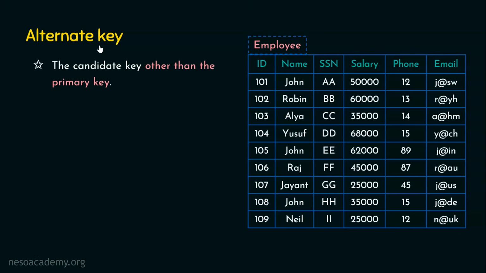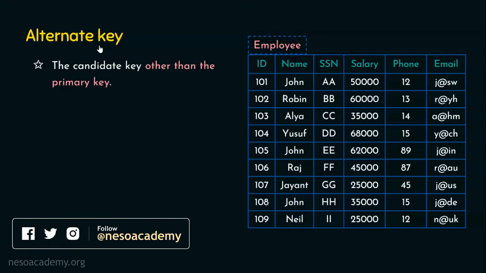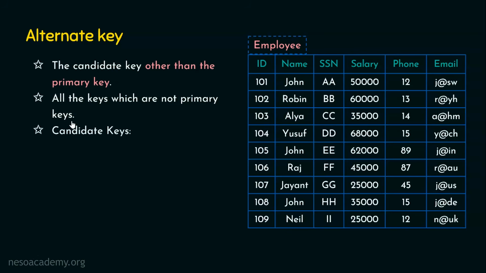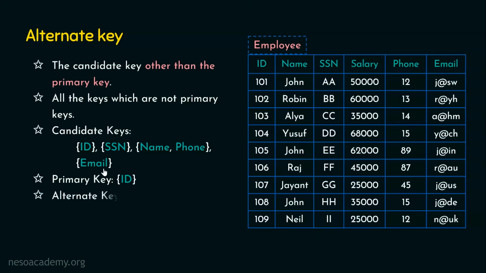We had the super key. From the super key, we derived the candidate keys. Let's say there are 4 candidate keys and one of them is chosen as the primary key. So there are 3 candidate keys left, and these candidate keys are referred to as the alternate keys. So alternate keys are the keys which are not primary keys. In the example that we are dealing with, we have already chosen the candidate keys as ID, SSN, name and phone number, and email. There are 4 keys. And which key is chosen as the primary key? ID is chosen as the primary key. Now what are the remaining keys? SSN, name and phone number, and email. So these keys are actually the alternate keys. What are they?